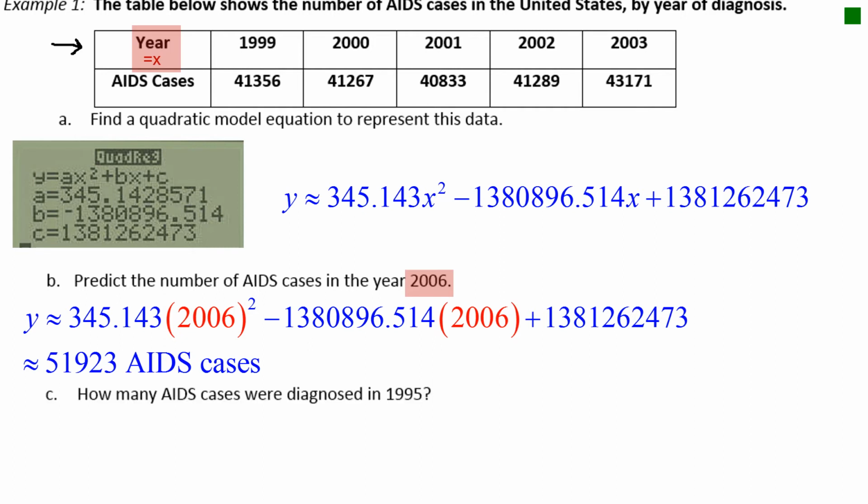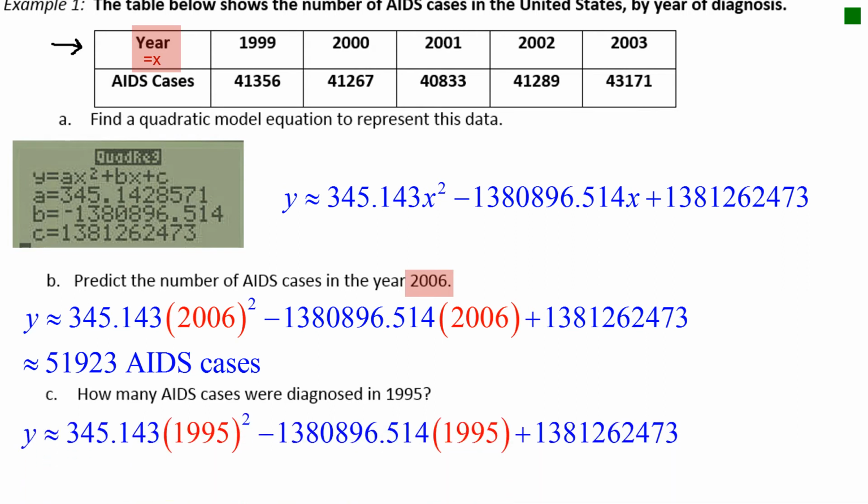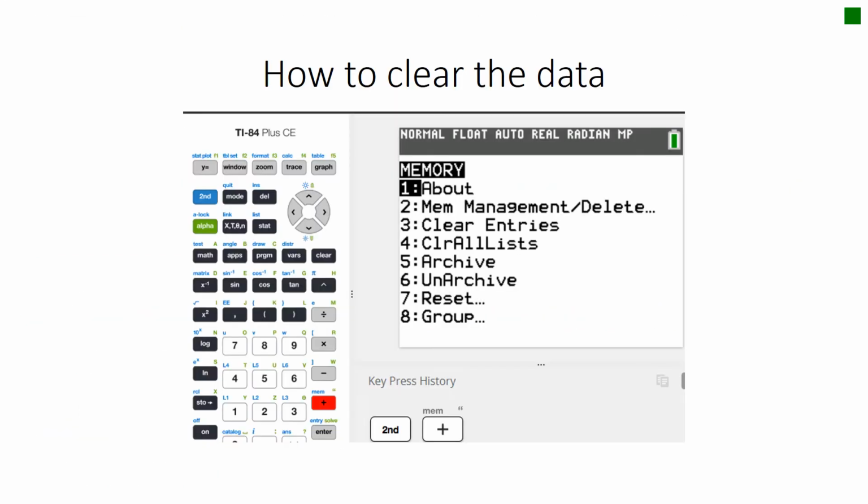Next question, how many were diagnosed in 1995? Well, the first thing you'll say is, oh, it's not on our chart. It's okay. We have a regression model where we can make a prediction. So, 51,696 AIDS cases in that particular year.